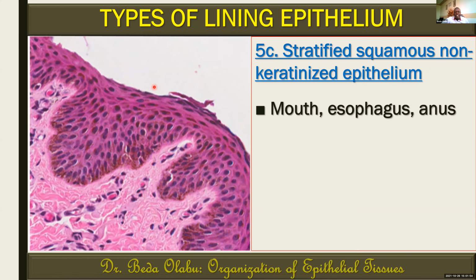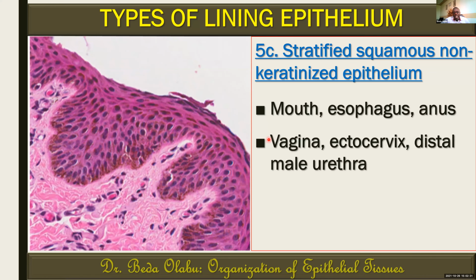Stratified squamous, non-keratinized epithelium will be present in some parts of the digestive system, like the part of the mouth that do not come to contact with food when you're chewing. Again, think about those ones. The esophagus itself and the anal tube itself. Stratified squamous, non-keratinized epithelium. We agree that either way, those surfaces are subject to friction.